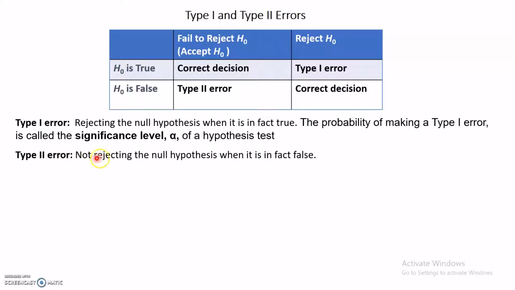And what is the type 2 error? Failing to reject the null hypothesis which is in fact false. So you fail to reject something which is false, so you have committed an error, and this is called a type 2 error. The probability of making a type 2 error is denoted by the Greek letter beta. The probability of making a type 1 error is denoted by alpha, and the probability of making a type 2 error is denoted by the Greek letter beta.